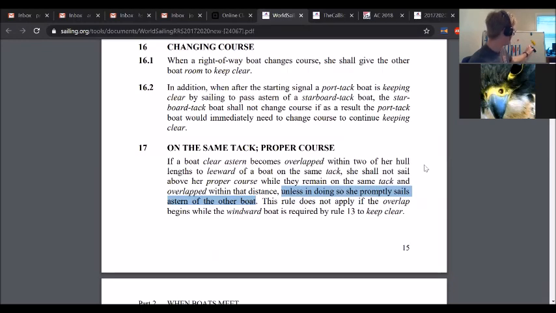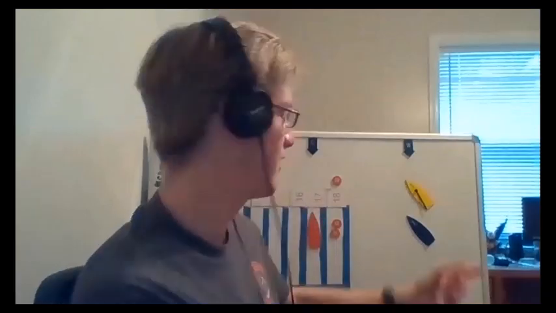So in theory, somebody who was really looking out to get you could yell about that, except for this nice little highlighted phrase right here. Unless in doing so, she promptly sails astern of the other boat. So because of the fact that we say, hey, look, I'm tacking and I have sailed astern of the other boat, I have not hit you, and I'm good. That means we're okay. So we're allowed to do that. So that's basically what that phrase is in there for. That's all it really means.